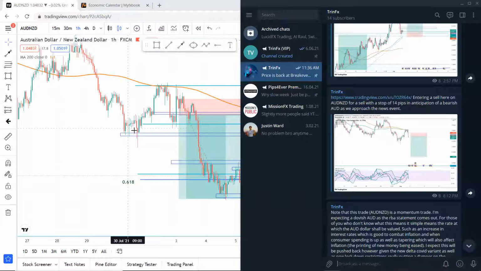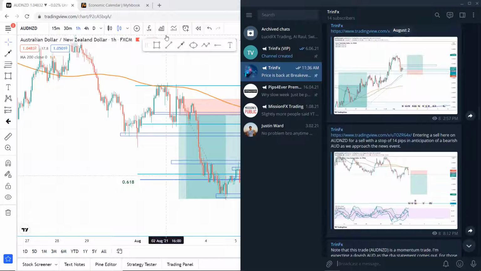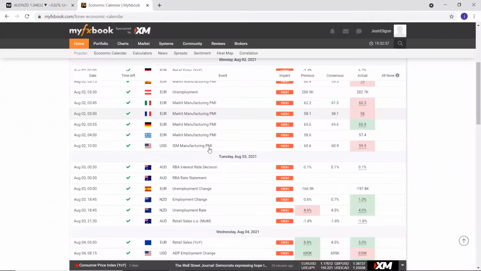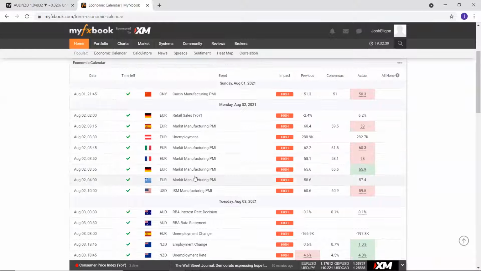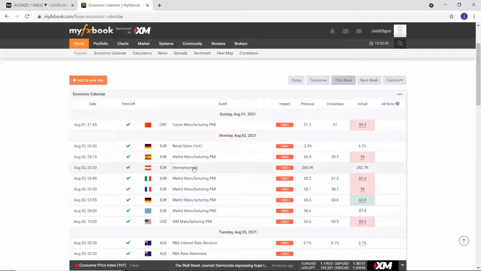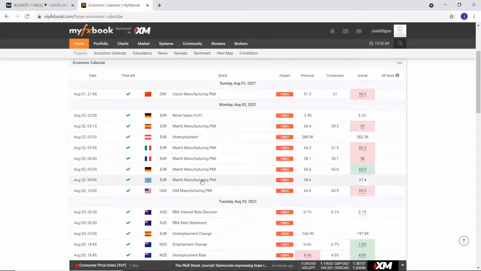I had like 10 minutes remaining on this call. It's a 45-minute call. AUD NZD, this was on the trade as well. Enter sell here, right? Stop sell 40%, was anticipating a bearish AUD as we approach the news event, right? This was again the 2nd of August.